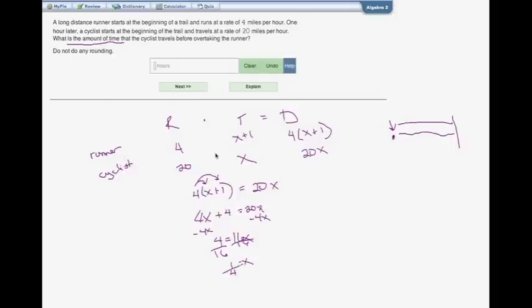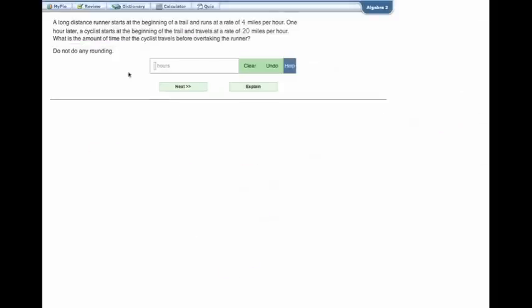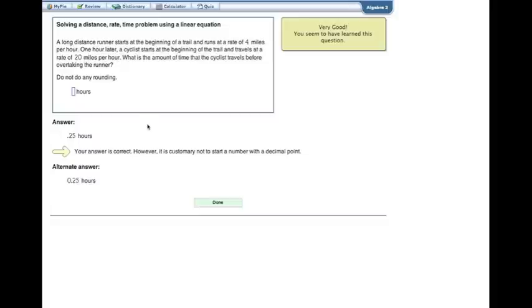So x stands for the amount of time that the cyclist was traveling, 1/4 of an hour. And if you look at the box there, it doesn't have a fraction entry. So instead of 1/4, we'll put 0.25. So after 0.25 hours, which is 15 minutes, is when the cyclist will catch up with the runner. And that's correct. And they like you to put 0.25 instead of 1/4. So there you go.